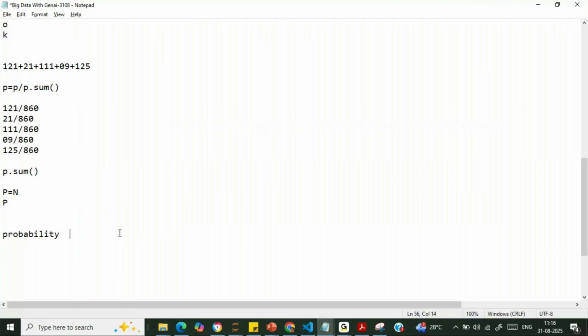Probability was, say, 80%. And the log likelihood, what it has given, say, minus 1.2. Then what we have done, negative log likelihood, it has given 1.2.